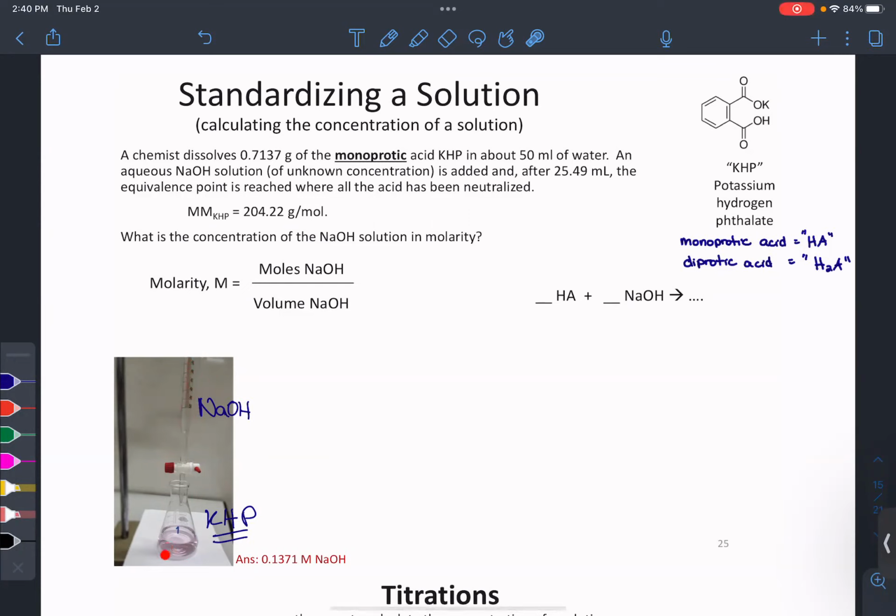That's a very beautiful pink. I had to search the internet for that pink. All right, so that would be the end point. But I just give you all the information here.